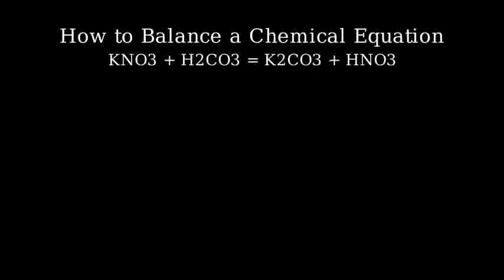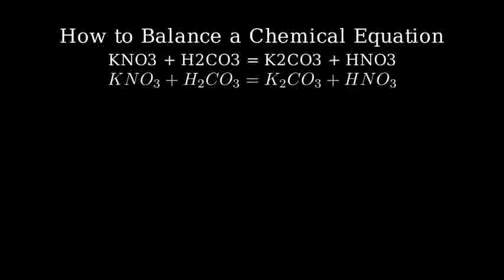Before we start balancing it, let's write down what we have on both sides of the equation. On the left side, we have potassium nitrate, KNO3, and carbonic acid, H2CO3. On the right side, we have potassium carbonate, K2CO3, and nitric acid, HNO3.